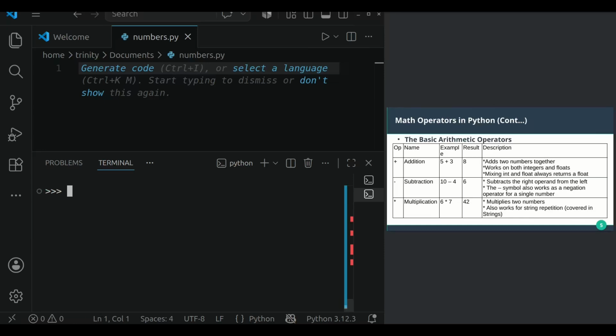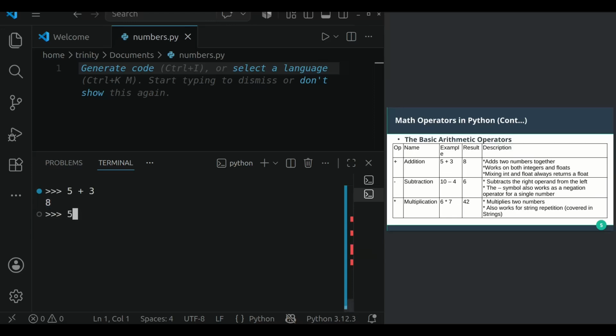The addition operator, just like we know, adds two numbers together. They work on both integers and float values. Mixing an integer and float always returns a float. Now let's see this in practice. When I type in the expression 5 plus 3, I have my result as 8. This is because 5 here is an integer, 3 here is also an integer, they are both operands, and I have the addition operator. So this gives me my result as an integer, which is 8.